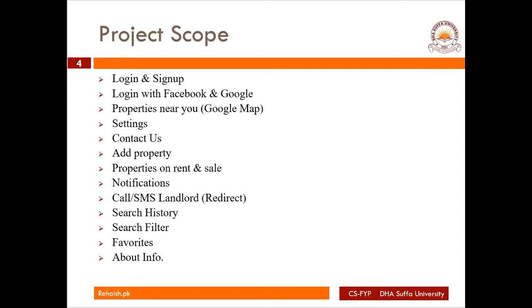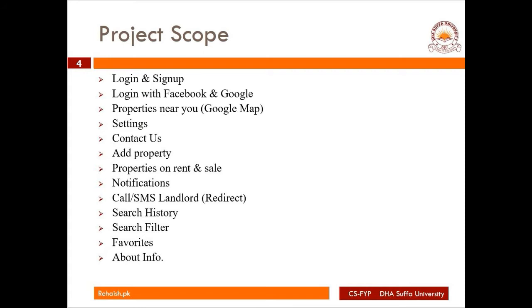Our project scope consists of the different modules that we have worked on during this one year course of this project. So we have a login and sign up, and then login with Facebook and Google, and properties near you, which we'll be doing with the help of Google Maps, then settings, then the contact us module, then the add property module where users will be able to add property that they want to give up for sale or for rent. And then we have properties on rent and sale notifications.